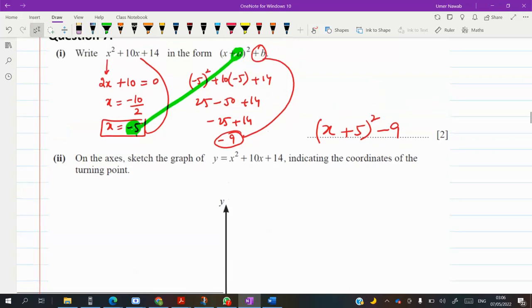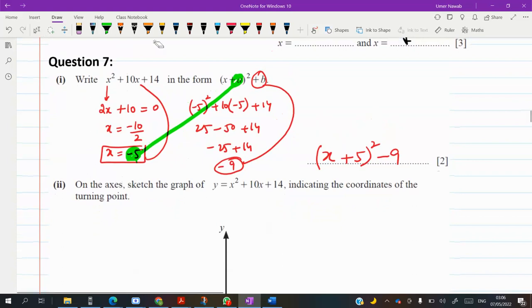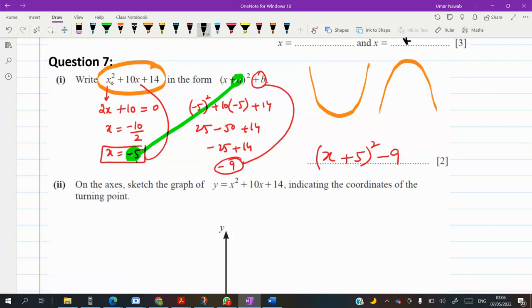Okay, guys, when you sketch the quadratic graph, it is a parabola, maybe facing up, maybe facing down. If the coefficient of x squared is positive, then it will be facing up. And if the coefficient of x squared in the quadratic function is negative, it will be facing down. Now, this is a parabola which is facing up, but this point is very important. This is the turning point or the vertex. You remember you got the x coordinate minus 5 and the y coordinate was minus 9. So minus 5, minus 9 is the vertex.